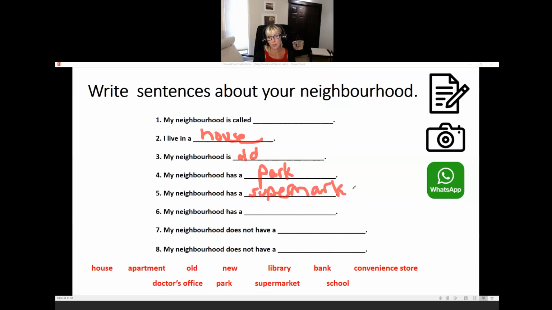Very slow to write this way. Right? My neighborhood has a convenience store. So I'm going to just write this here. My neighborhood does not have a library. And my neighborhood does not have a school. When I finish, I could take a picture and put it on WhatsApp. So those are my answers.